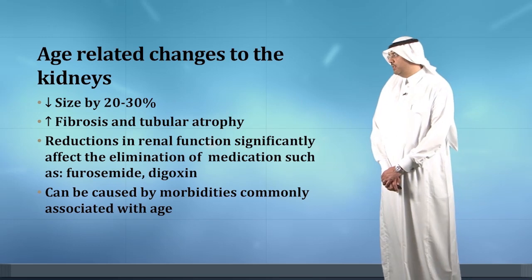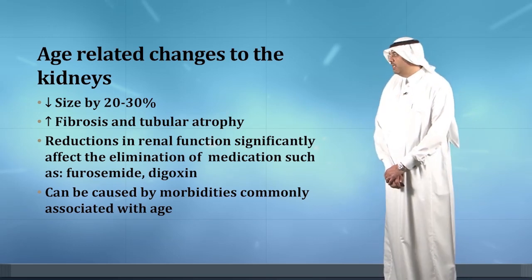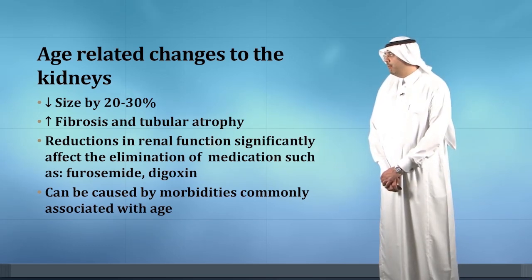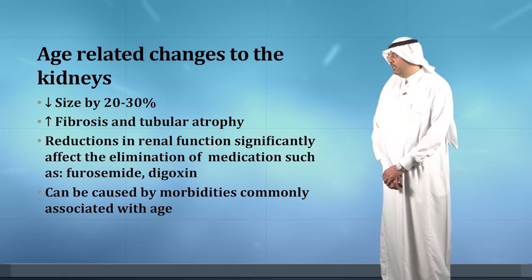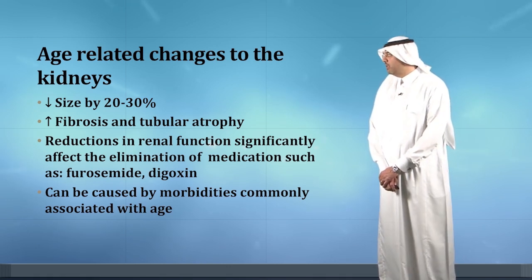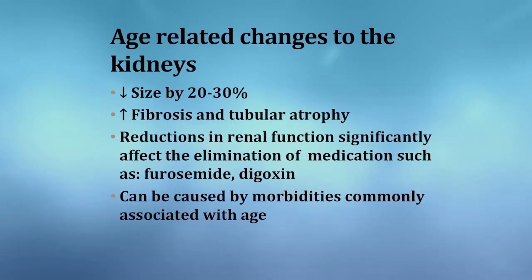What about the kidneys? With aging, we can see that there is a decrease in size by about 20 to 30%, increase in fibrosis and tubular atrophy, and reduction in renal function, which significantly affects the elimination of medications such as furosemide and digoxin. And this can be caused by morbidities commonly associated with aging as well.